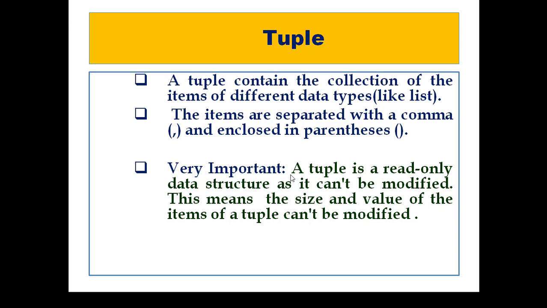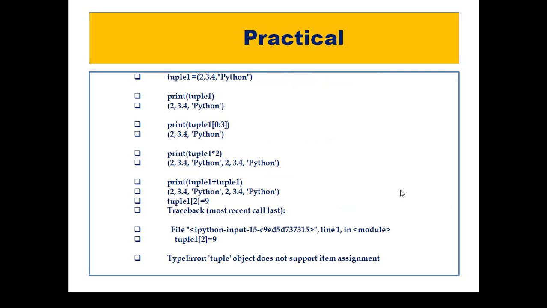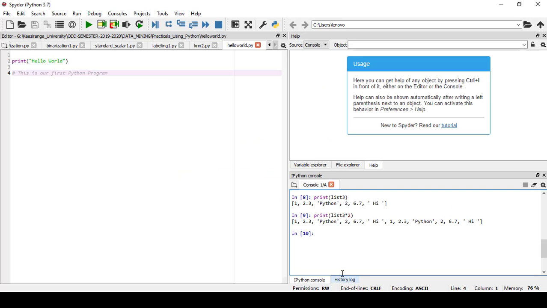That is very important. A tuple is a read-only data structure. Just underline this sentence: a tuple is a read-only data structure. This means it cannot be modified. You cannot modify it once a tuple is defined. And this means you cannot change the size and value of the items of a tuple once it is defined. Clear? So let's again go through some practicals.